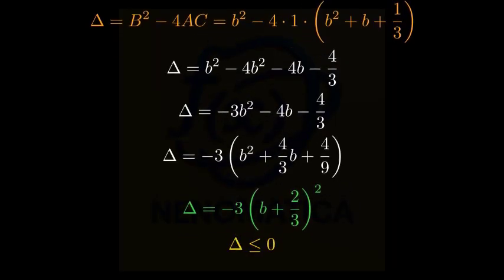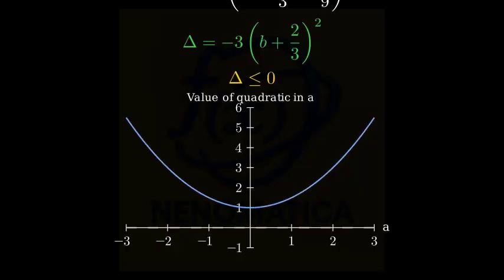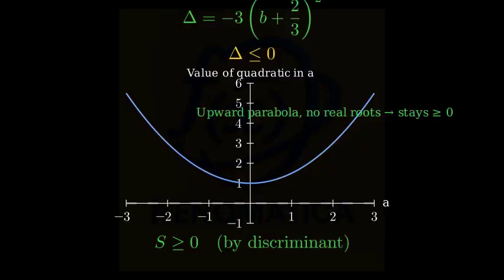Because a square is always non-negative, the discriminant is less than or equal to 0. Intuition: with a positive leading coefficient, the graph of the quadratic is an upward opening parabola. If the discriminant is not positive, the parabola never crosses the horizontal axis, so the quadratic is always non-negative. Therefore, with delta less than or equal to 0 and a positive leading coefficient, the quadratic is always non-negative. Hence, S is non-negative for all real a and b by method 1.